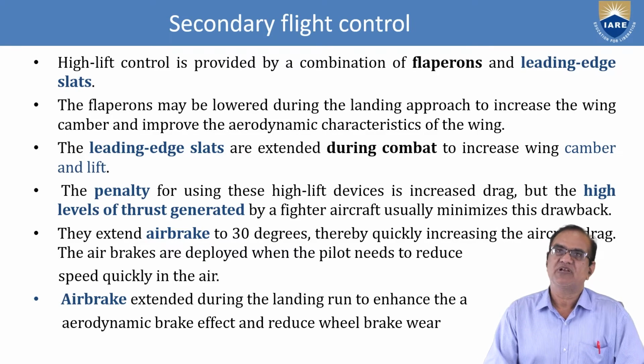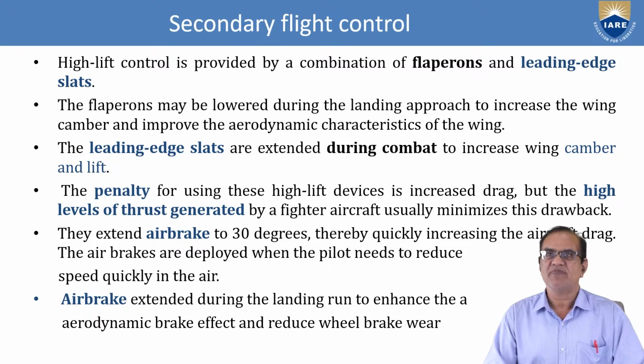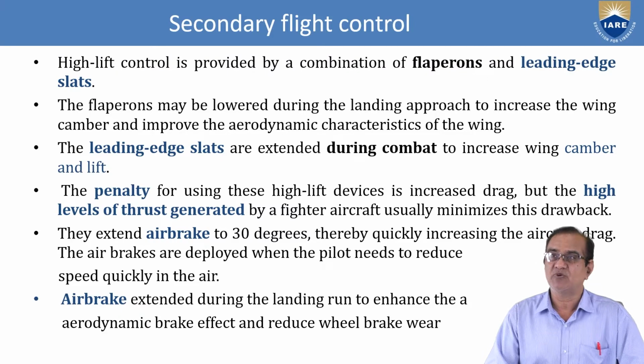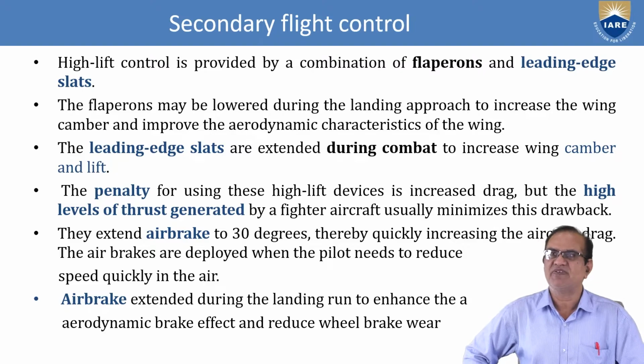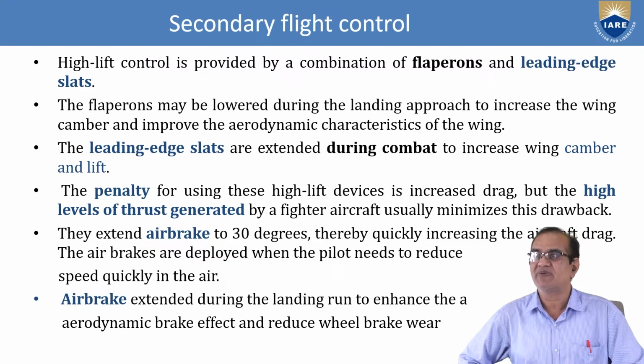Secondary flight control. The high lift control is provided by a combination of flaperon and the leading edge slats. The flaperon may be lowered during the landing approach to increase the wing camber and improve the aerodynamic characteristics of the wing. The leading edge slats are extended during combat to increase the wing camber and the lift. The penalty for using these high lift devices is increased drag, but the high level of thrust generated by a fighter aircraft usually minimizes this drawback.